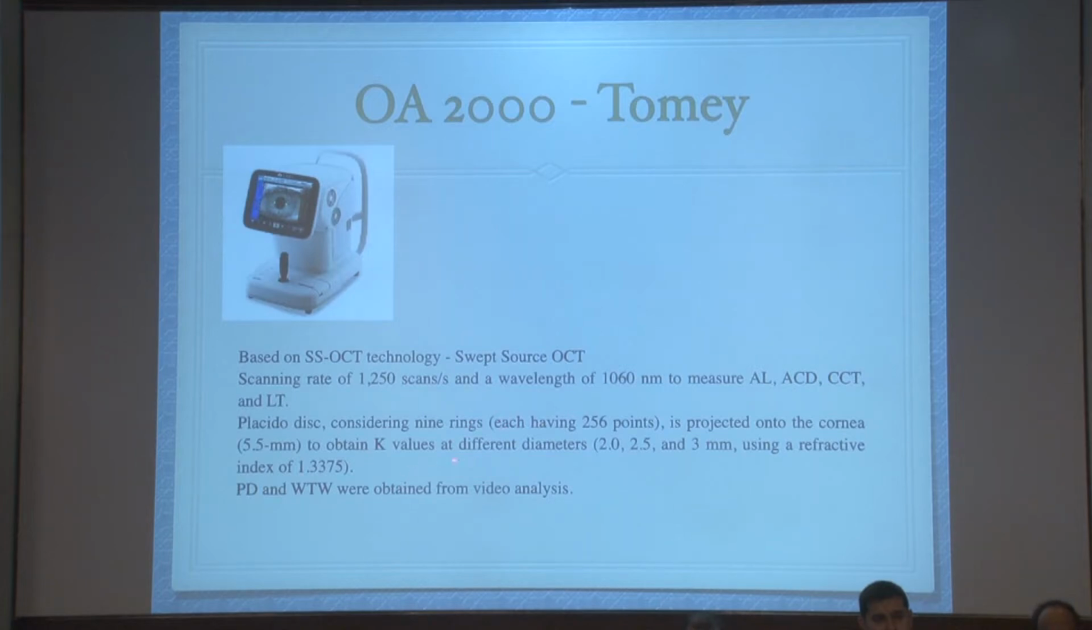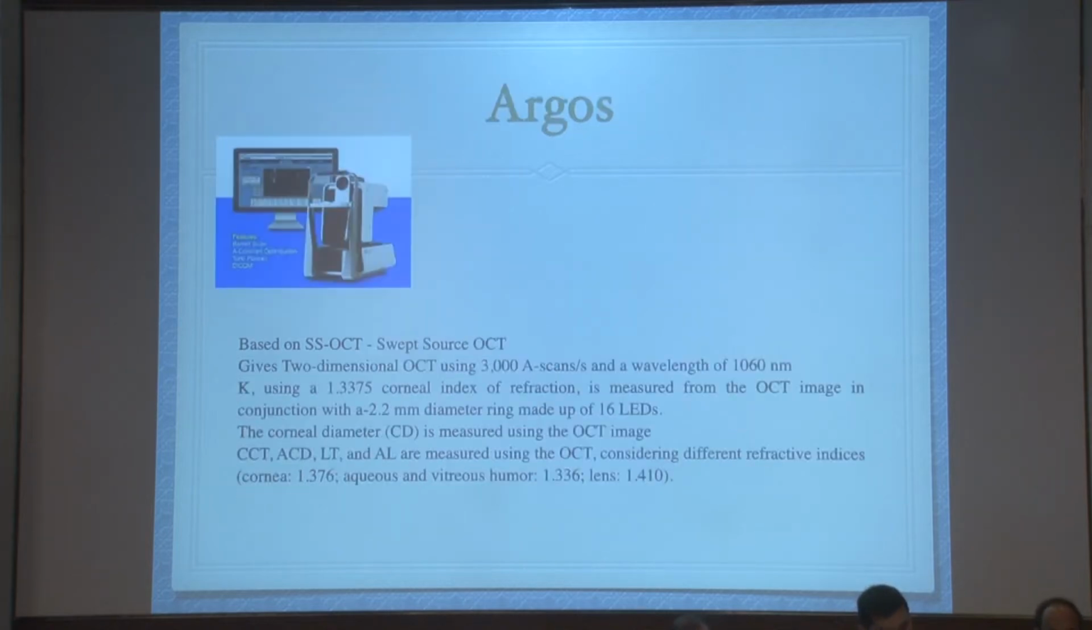And we obtain the K value at different diameters. We can choose whatever diameter we want. And the white to white and pupil size are obtained from video analysis. So this is also based on swept source OCT, has very good penetration. Argos is again based on swept source OCT. It uses 3000 A-scans and a wavelength of 1060.